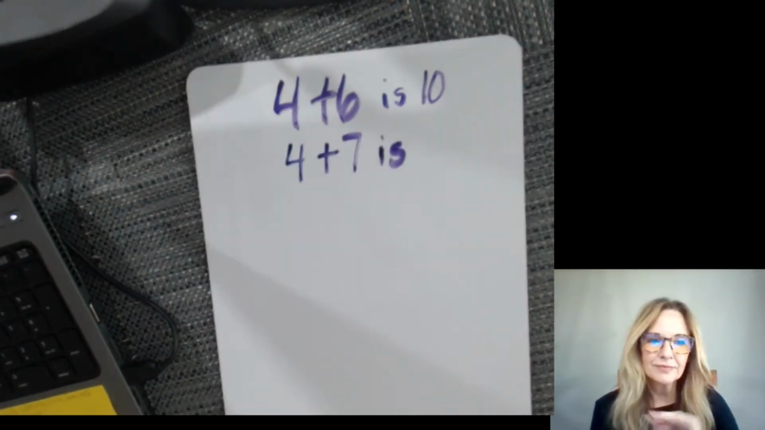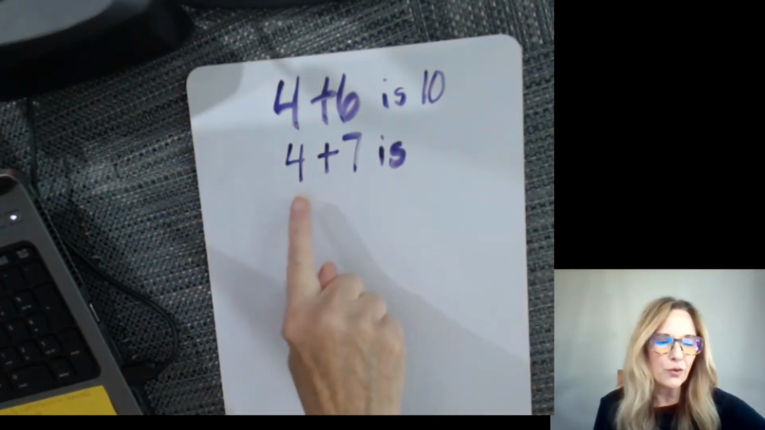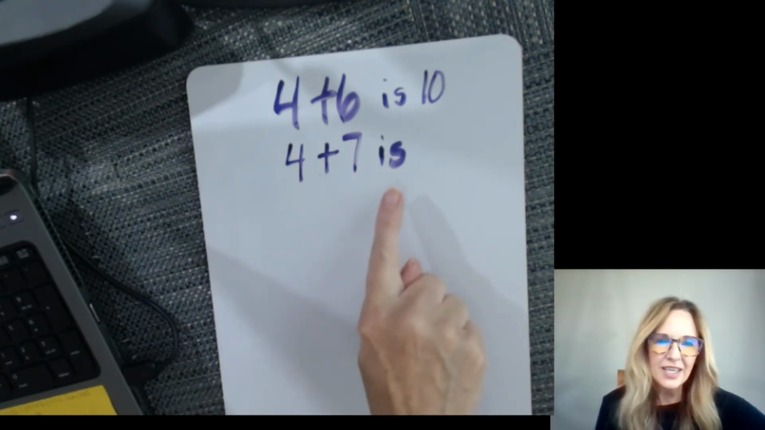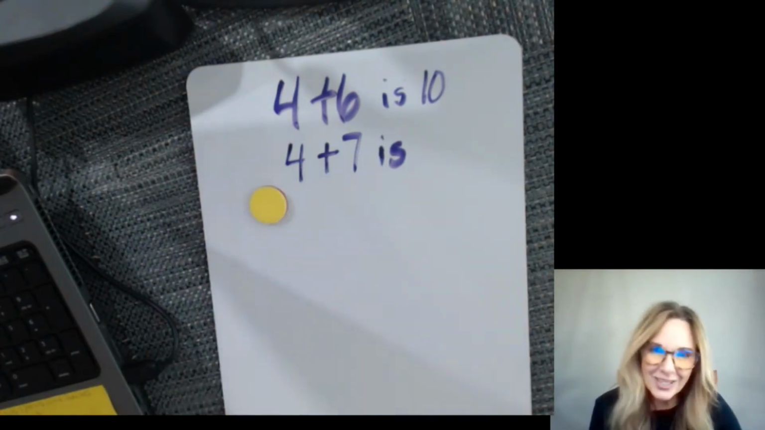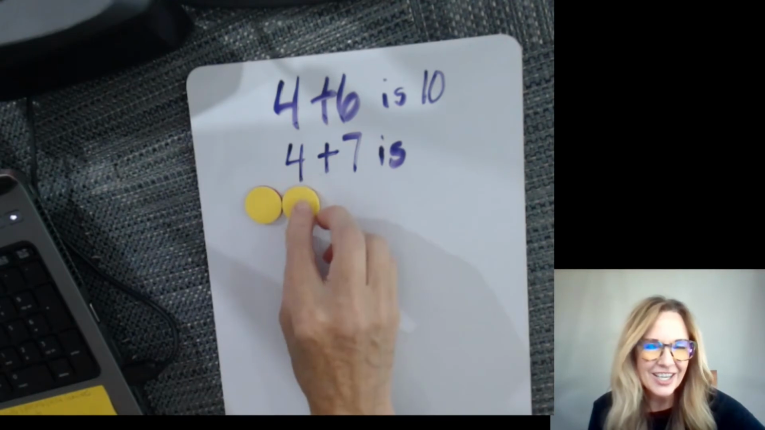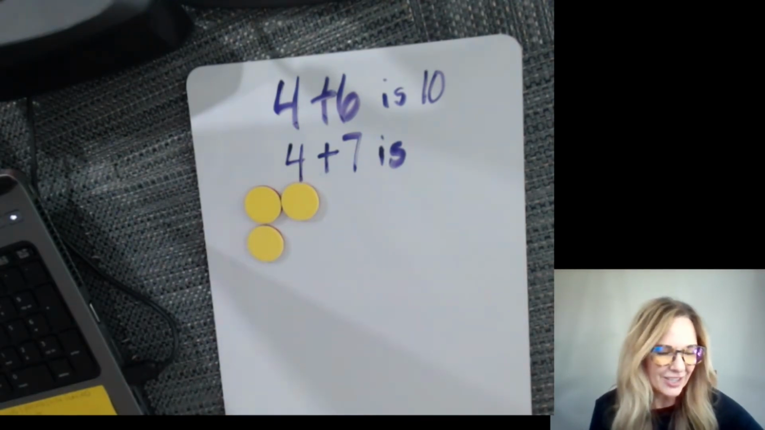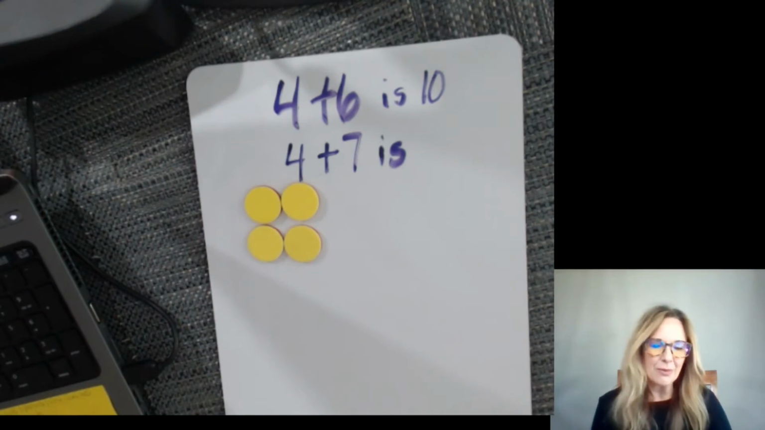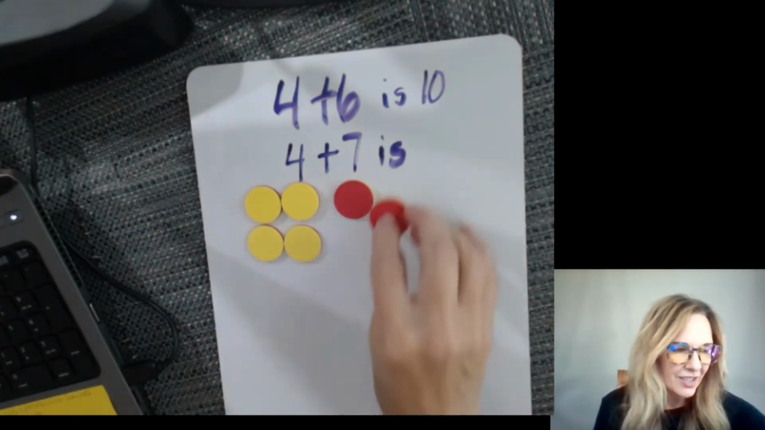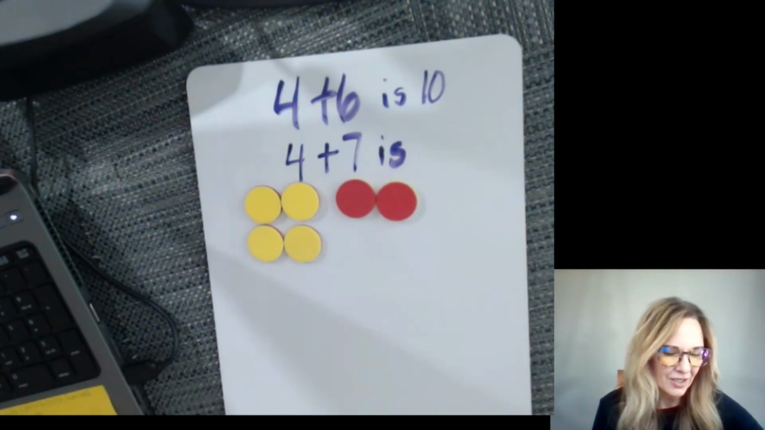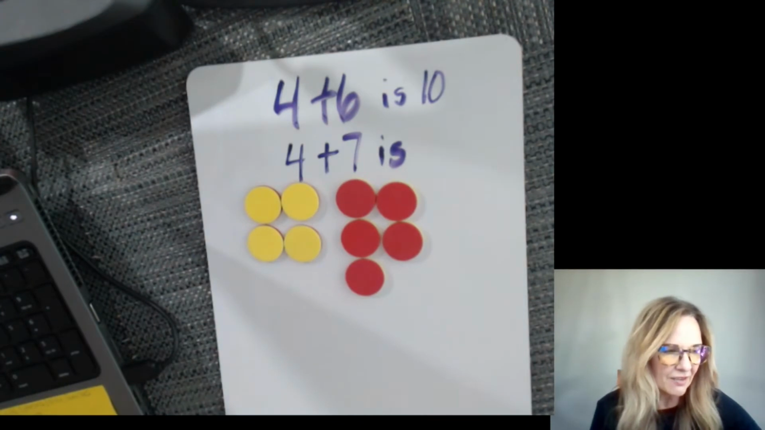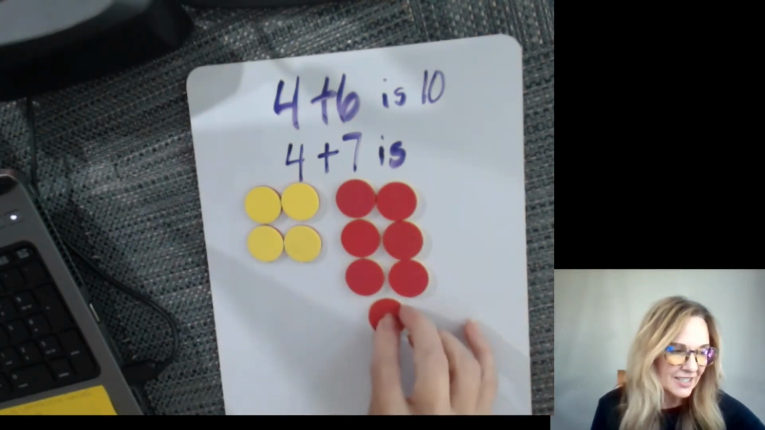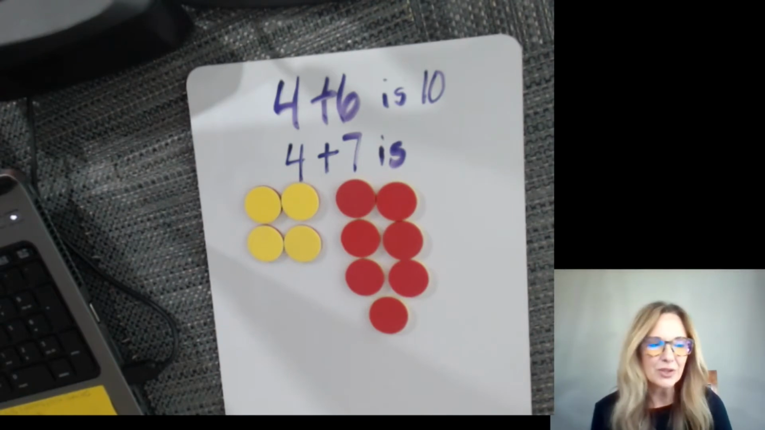Let's do another one. Our next math expression is 4 plus 7 is, let's model our number. We're going to start with the number 4. Yes, you guys are catching on. 1, 2, 3, 4. And let's model the number 7. 1, 2, 3, 4, 5, 6, 7. Now we've modeled the numbers 4 plus 7 is.